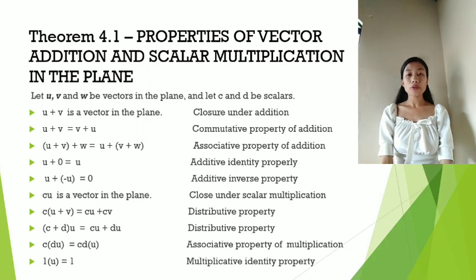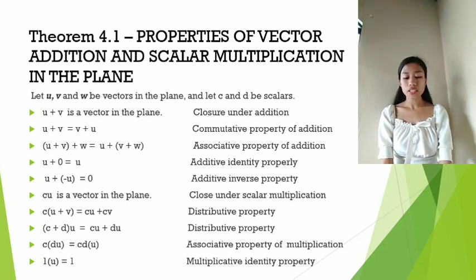Theorem 4.1, properties of vector addition and scalar multiplication in the plane. Let u, v, and w be vectors in the plane. Let c and d be scalars. Number 1, u plus v is a vector in the plane. This is closure under addition. Number 2, u plus v is equal to v plus u. This is the commutative property of addition. Number 3, the quantity u plus v plus w is equal to u plus the quantity v plus w. This is the associative property of addition.